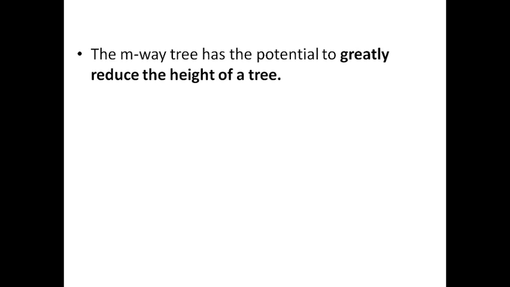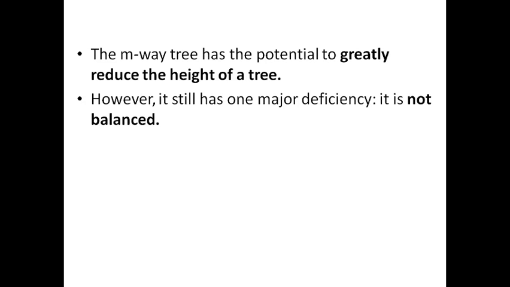B tree is not totally different from M-way tree. It retains all the characteristics and properties of the M-way tree with some additional properties. So we just need to know the additional characteristics or restrictions added to a B tree over the M-way tree. The M-way tree has the potential to greatly reduce the height of a tree. However, it still has one major deficiency, that it is not balanced. So if you balance an M-way tree, then it becomes a B tree. That is what we are going to discuss next.